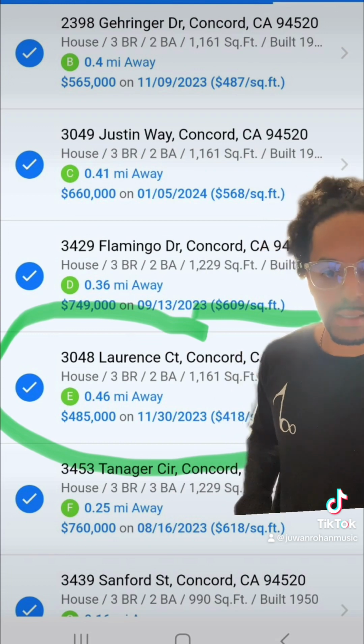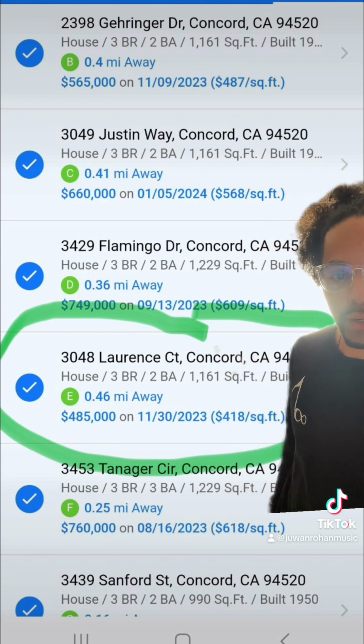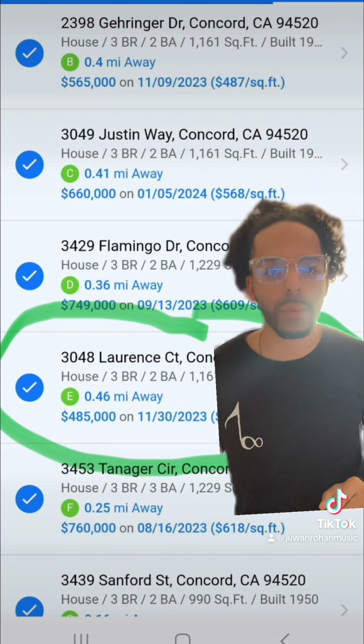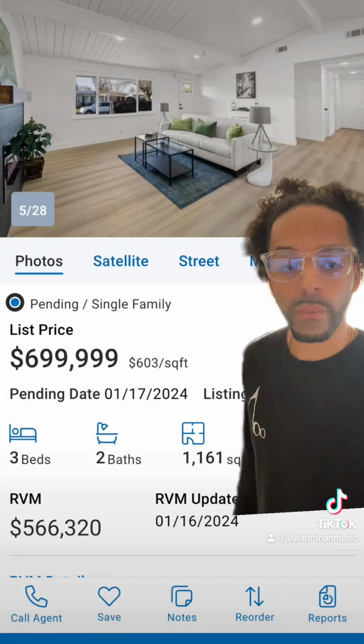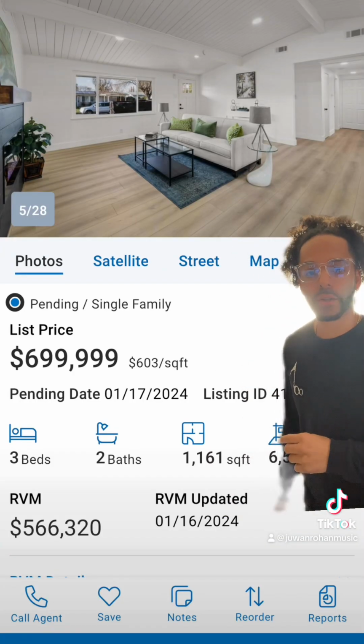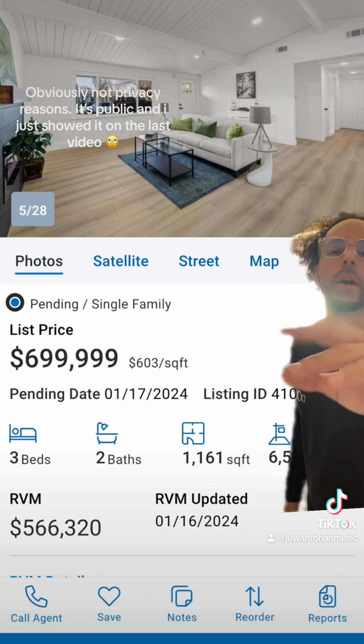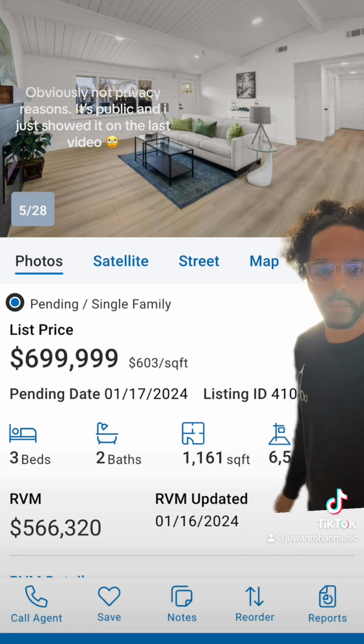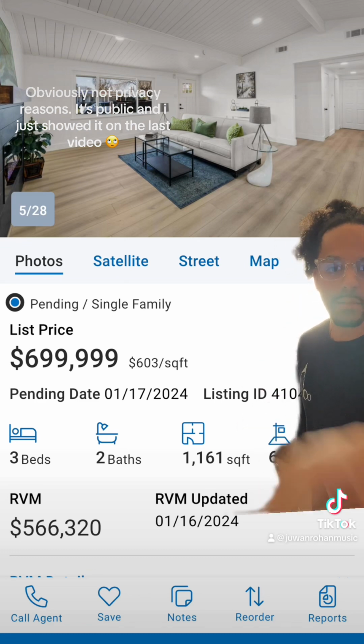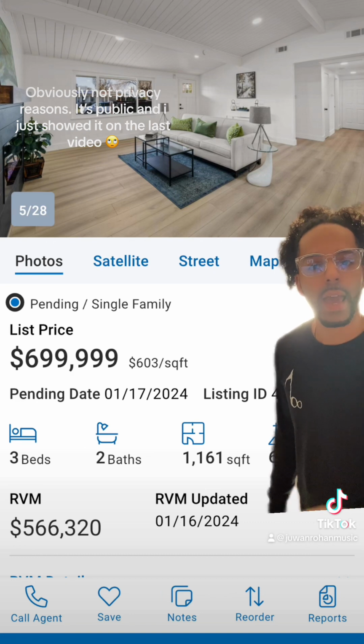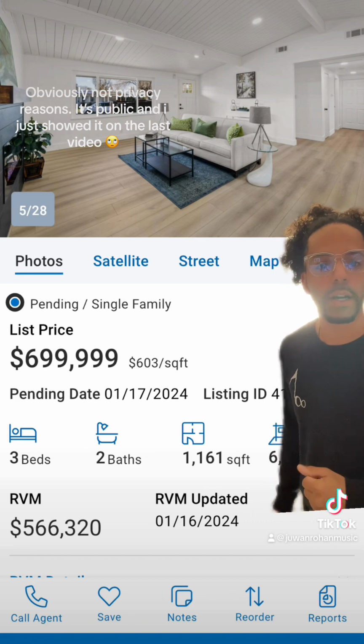Look at the date. It sold on November 30th, 2023. Now, check this out. It's the same address, okay? You can't see the address. I don't know why. I think I blocked it out for privacy reasons, whatever. But it's pending as of January 17th. And look at the price, $700,000.